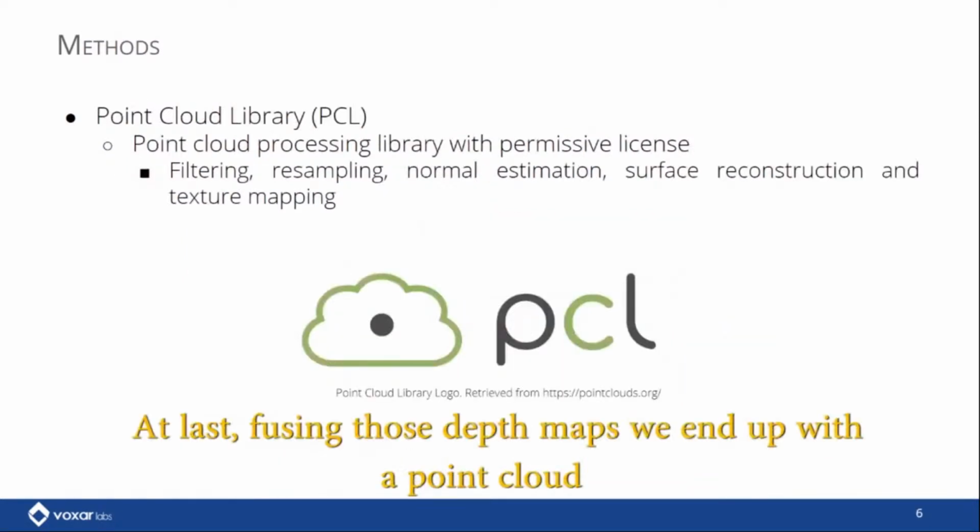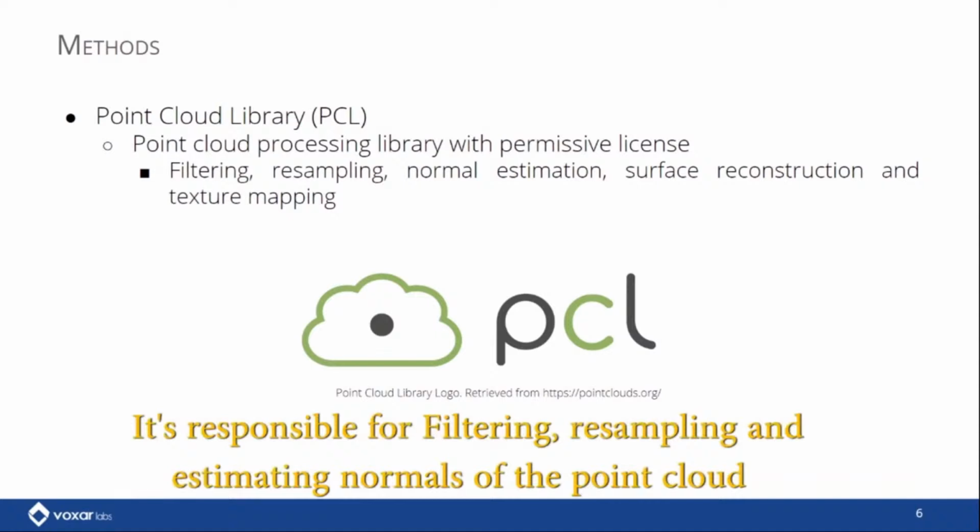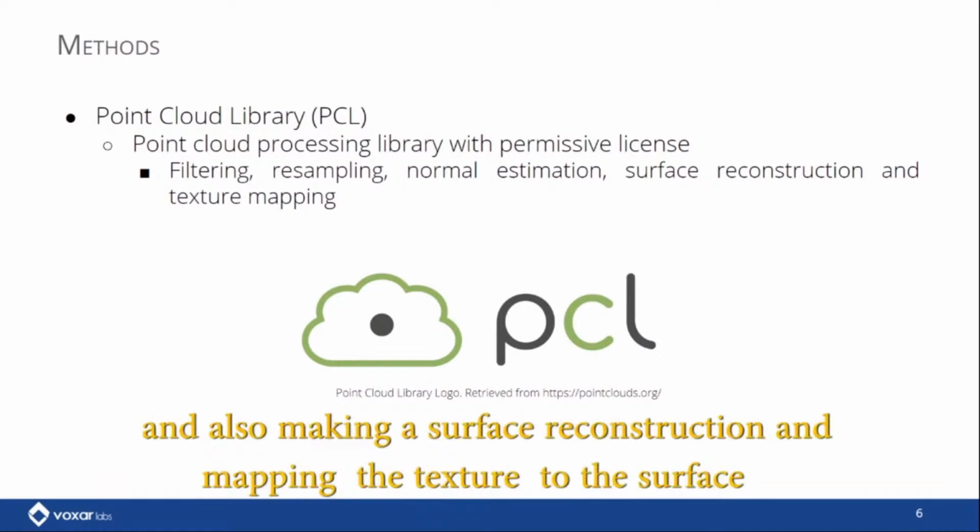At last, fusing those depth maps, we end up with a point cloud. And for that, we process it using a permissive point cloud library. It is responsible for filtering, resampling, and estimating normals of our point cloud, and also making a surface reconstruction and mapping the texture to this surface.